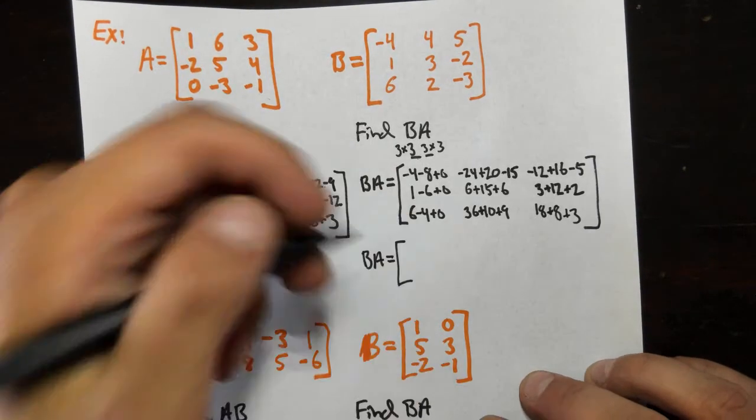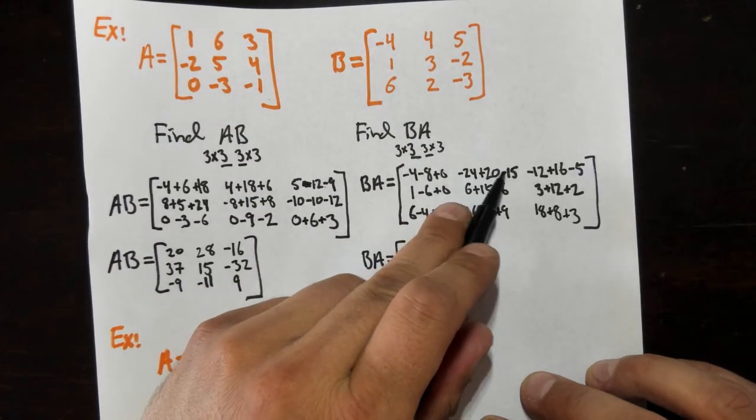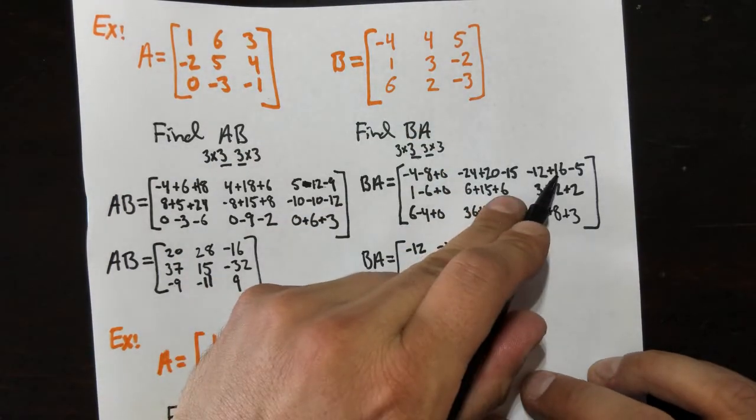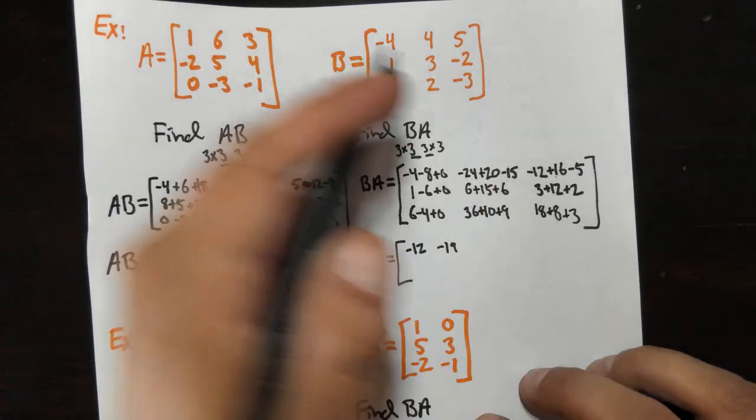-4 minus 8 plus 0 is -12. -20 plus 20 is -4. Minus 15 is -19. -12 plus 16 is 4. Minus 5 is -1.